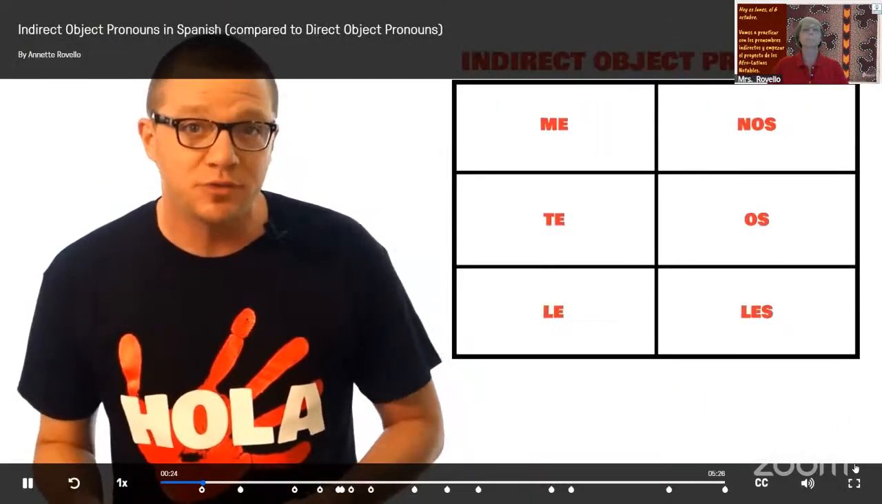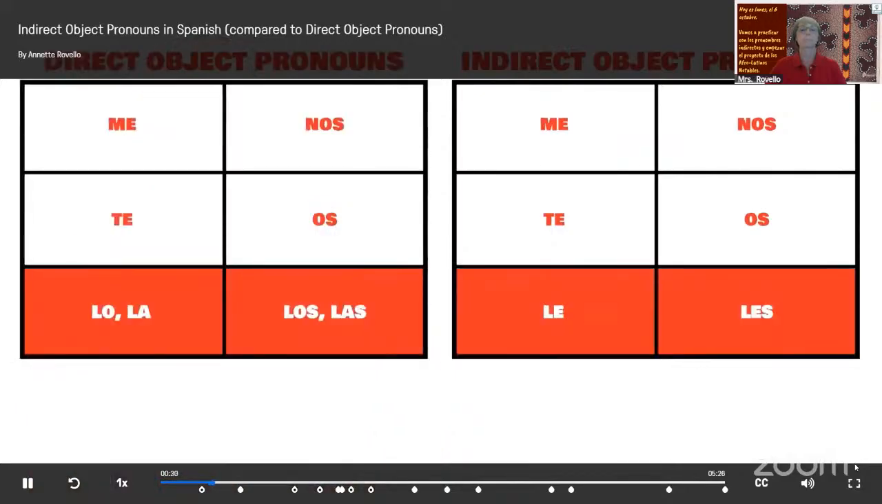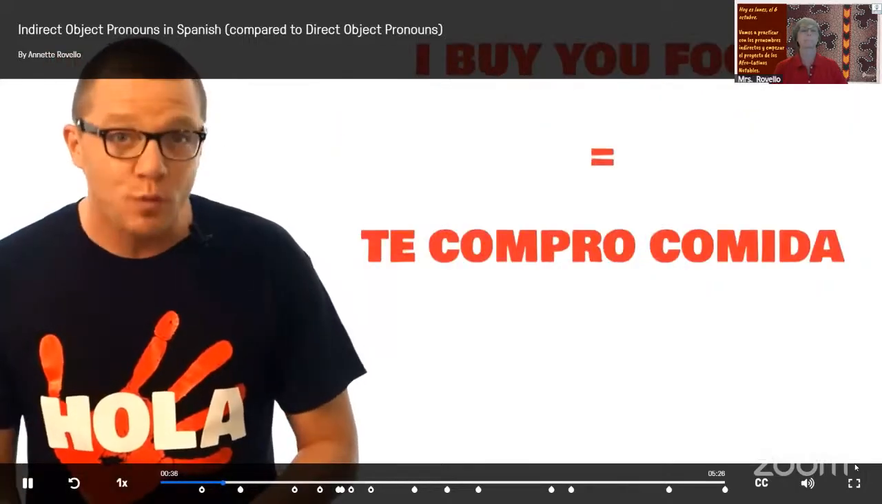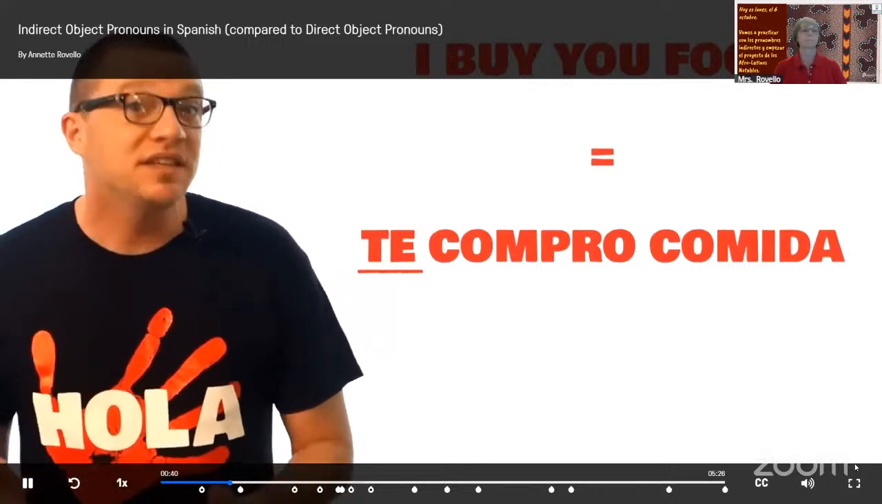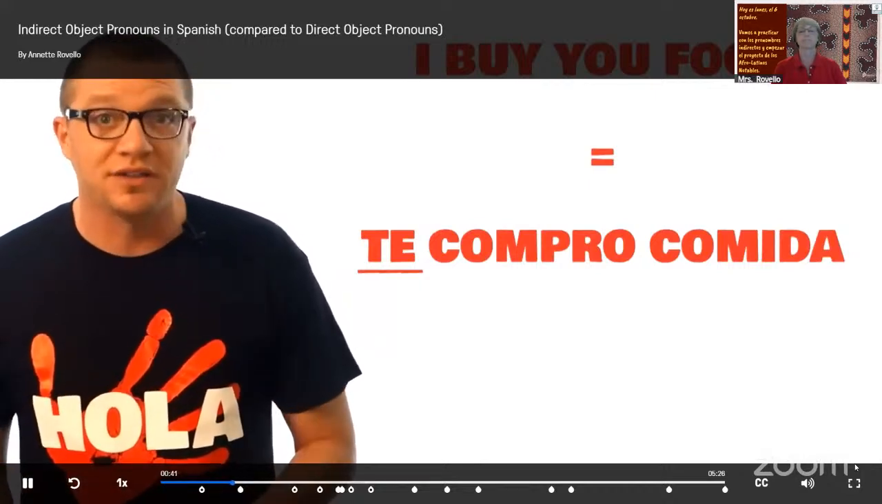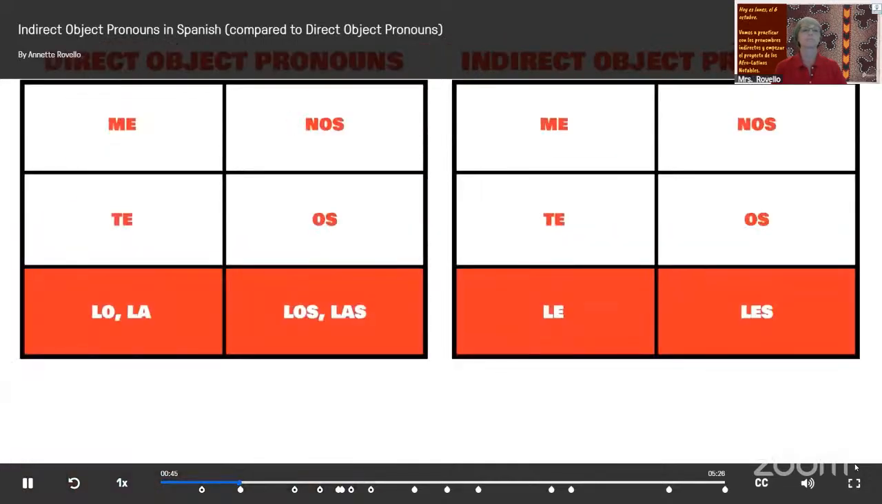Here's the chart of all the indirect object pronouns in Spanish. Do they look familiar? They should. Except for the third row here, they're exactly the same as the direct object pronouns you already learned. I buy you food would be te compro comida. Notice the placement of te before the conjugated verb. This is just like direct object pronouns. It's tricky, but if you've already practiced, this will be no harder.